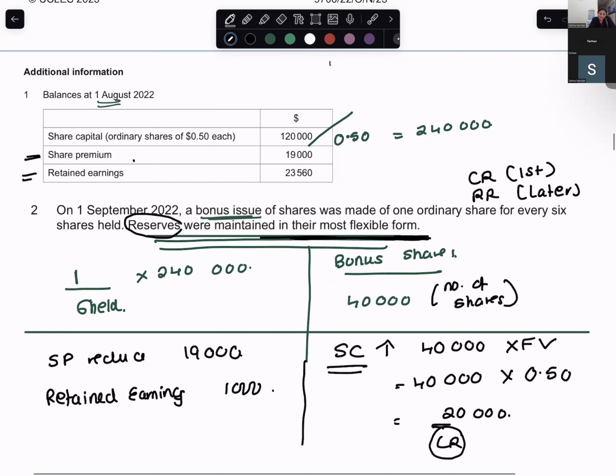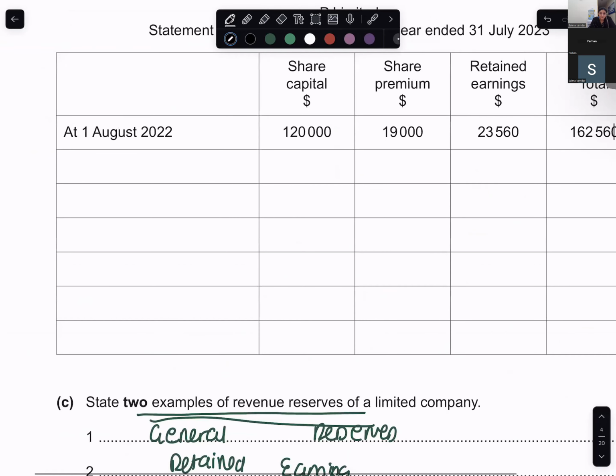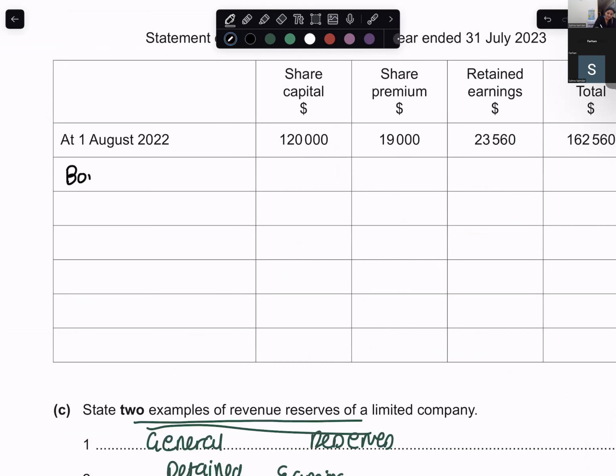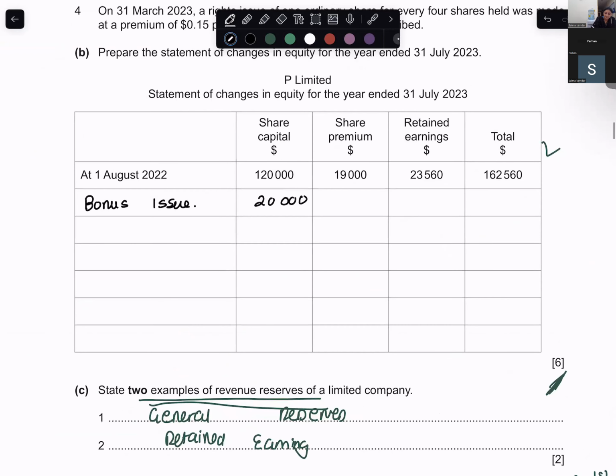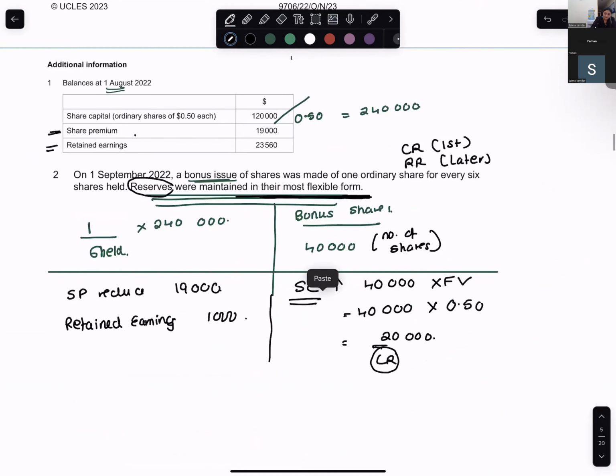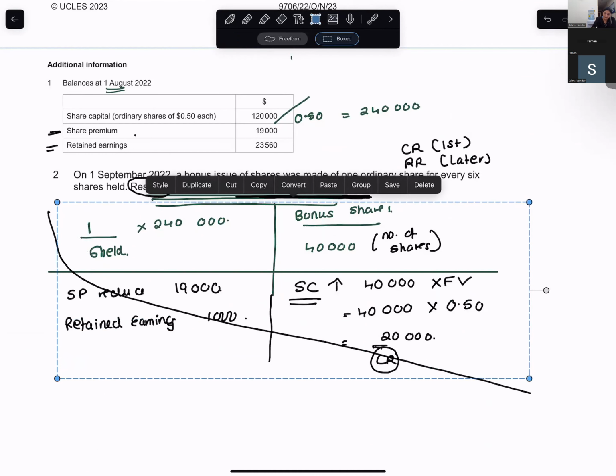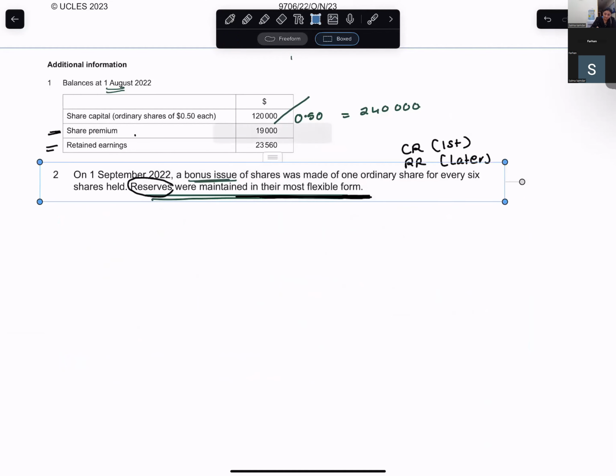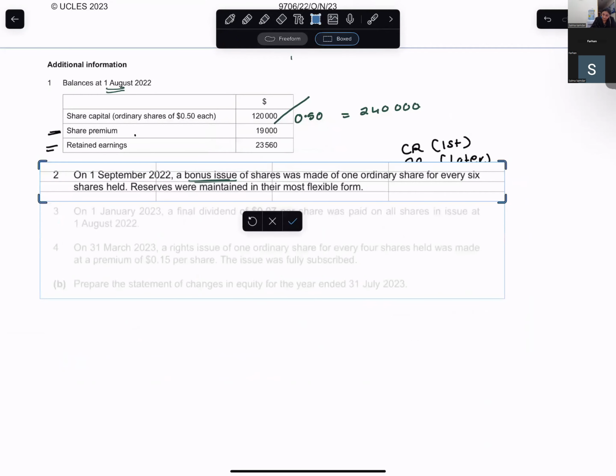Yes. Let's go and fill the bonus issue. So I have bonus issue. Share capital is 20,000. Then share premium will, I believe, come down as 19,000. And then 1,000 in retained earnings. Nothing in the total. Yes. Are you with me? Yes. Now we go to the next one. The second one.